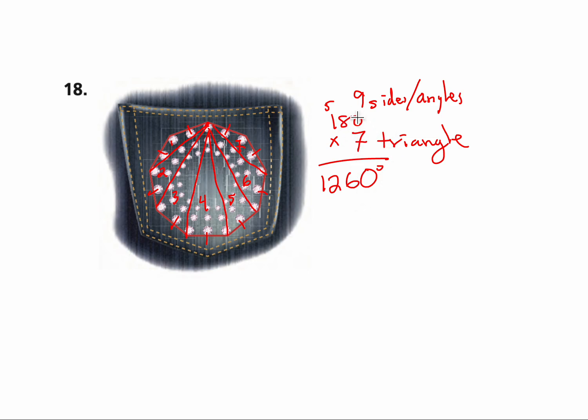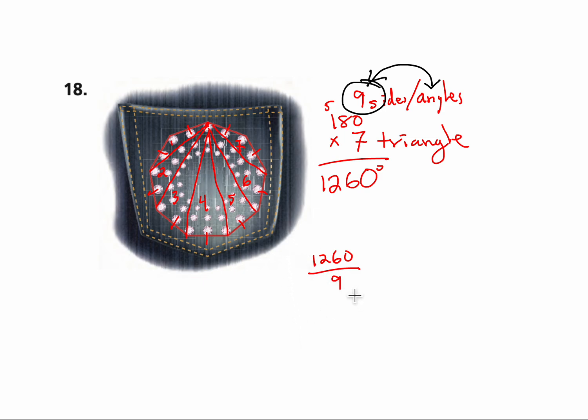Or 180 for each. What we want to use is the 9 sides or 9 angles that there are. So we take that 1,260 degrees and divide it by 9.